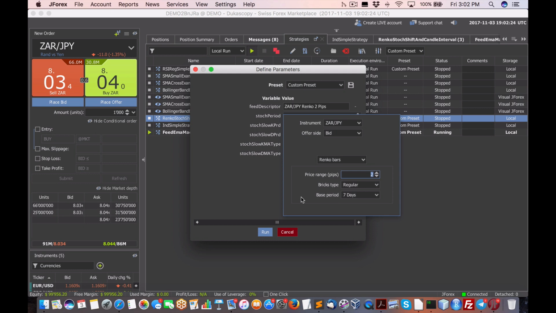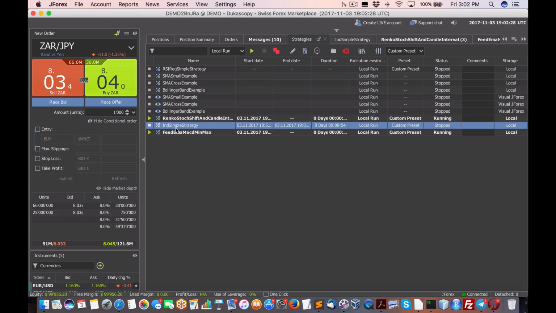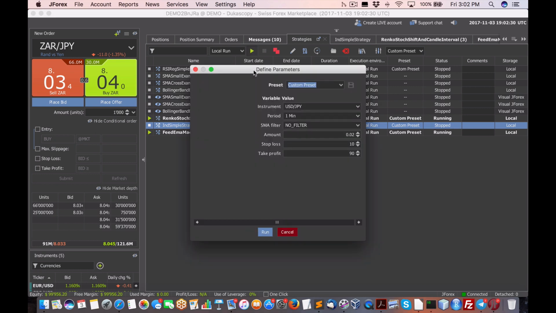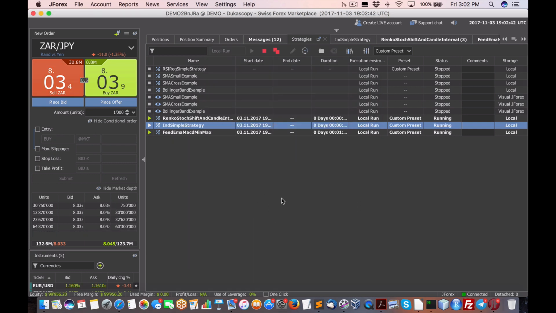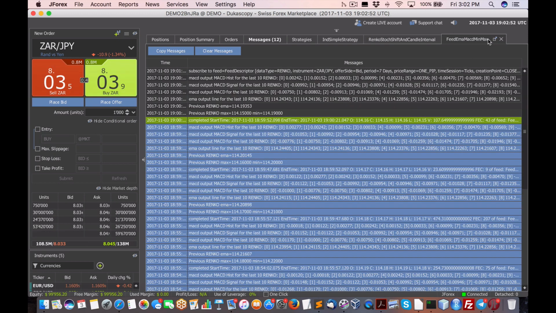There we go. And lastly, the one other one. This one. Here we go. See what happens. Okay, so we are getting some data for this currency pair.